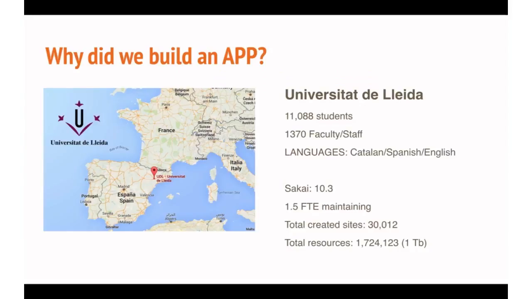Firstly, I would like to introduce a little bit the institution where I work. Universitat de Lleida is a small public university in Catalonia, in the northeast of Spain, and we have two official languages, Catalan and Spanish. We are still running Sakai 10.3, and we have around 30,000 sites and 1 terabyte of resources loaded. And we are 3 people working directly on maintaining the campus, but we only spend just 1 full-time equivalent on it.